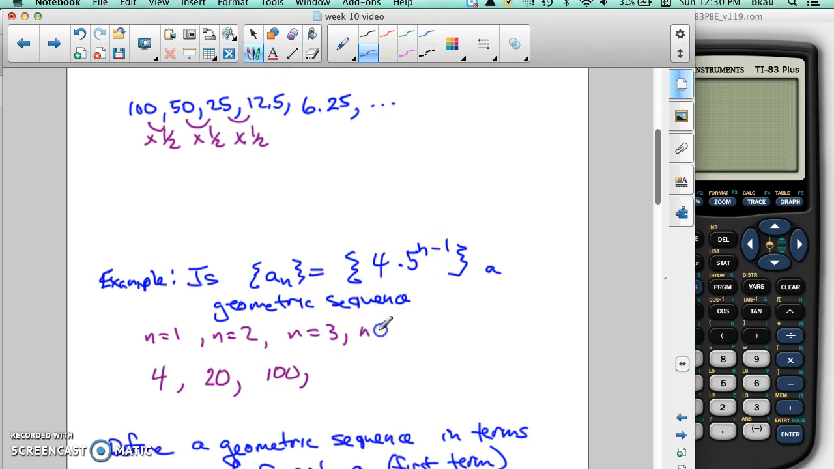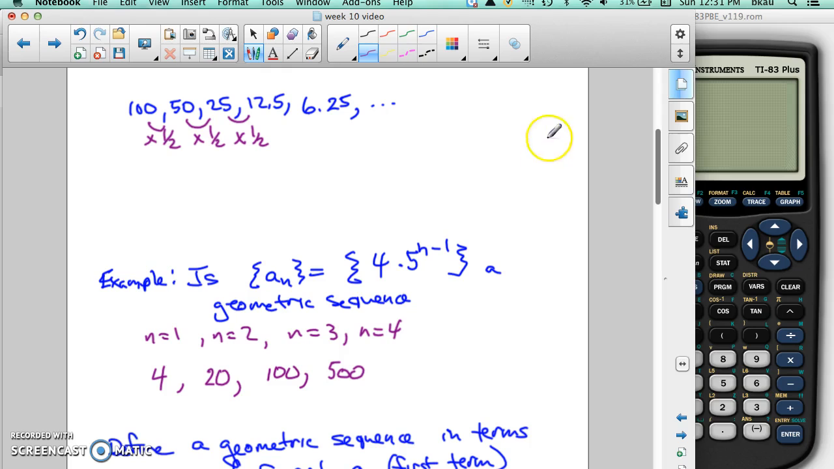Let's do one more. n is 4. So it would be 125, because n being 4 would be 4 minus 1, which is 3. 5 to the third power is 125. And then we multiply that by 4 and we get 500.